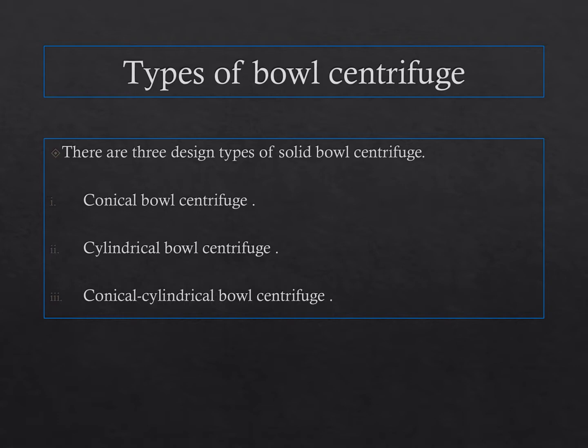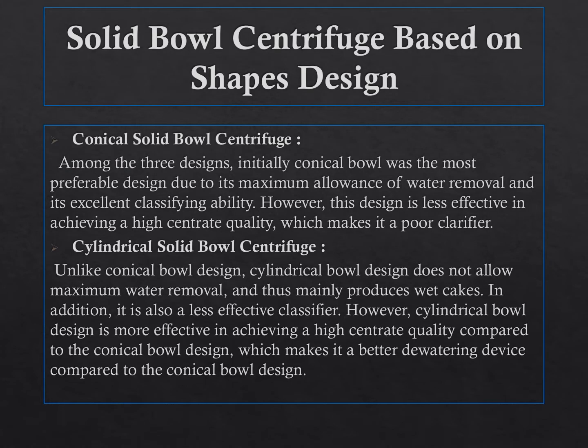Types of bowl centrifuge. There are three design types of bowl centrifuges: conical bowl centrifuge, cylindrical bowl centrifuge, and conical cylindrical bowl centrifuge. It's the combination of both. Solid bowl centrifuge based on shape design.